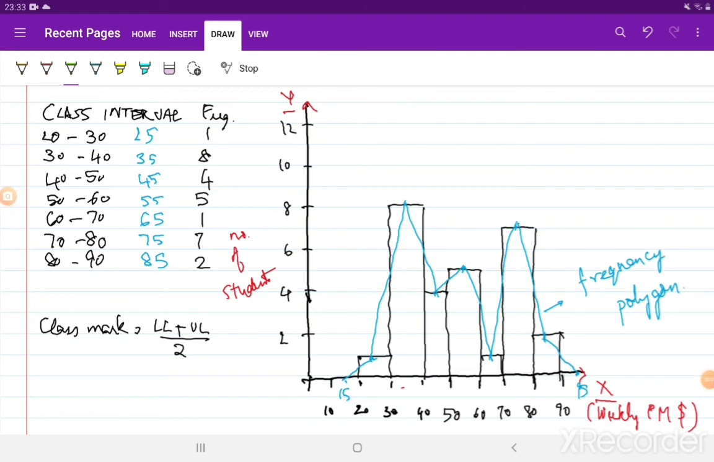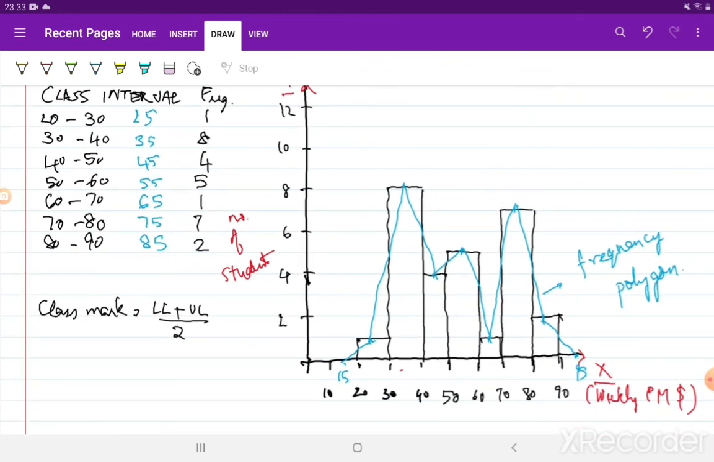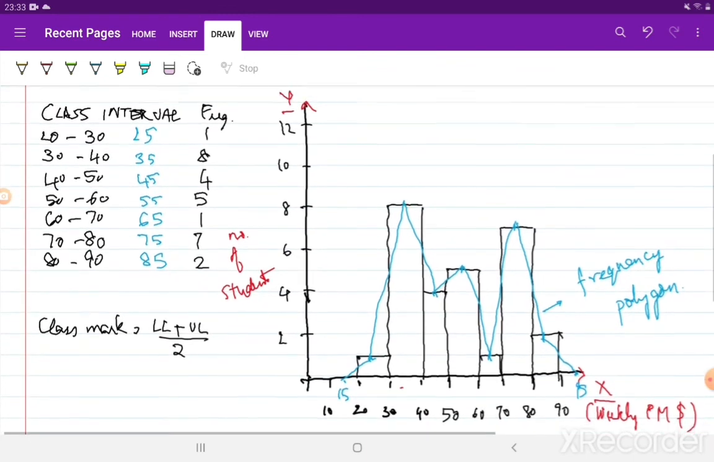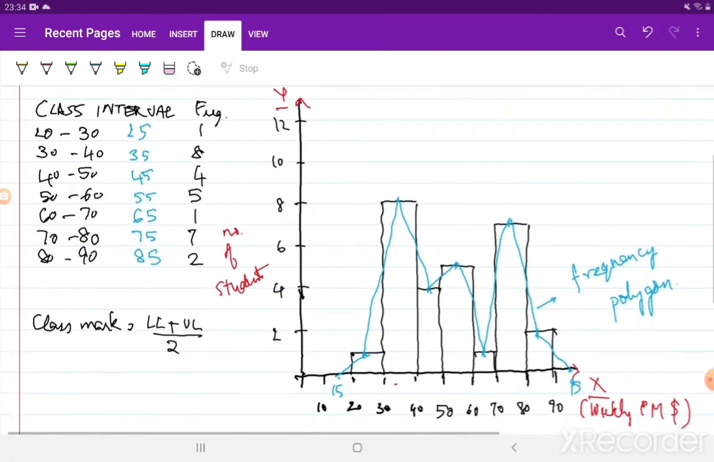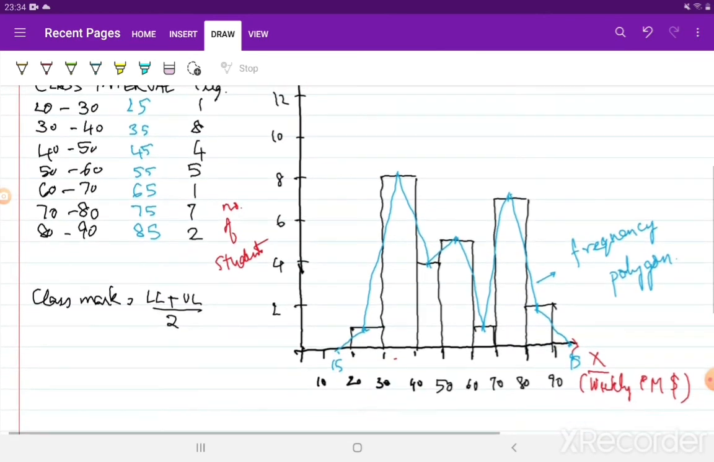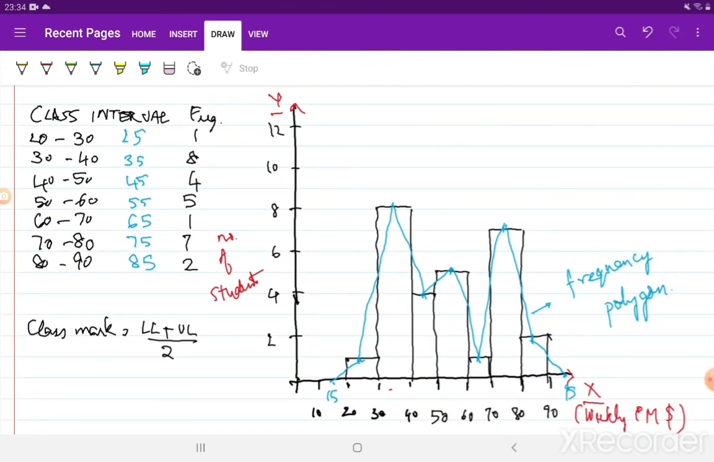So if I wanted to compare, I could easily draw a frequency polygon of the weekly expenditure of the 10th standard students along with the frequency polygon that I have drawn over here, both in the same graph. On the other hand, presenting histograms for the frequency distribution of 10th standard students will not be possible in this same graph. So that is one of the advantages that frequency polygons have over histograms.